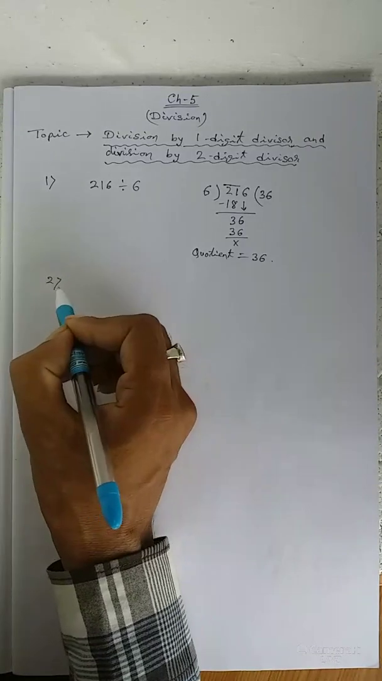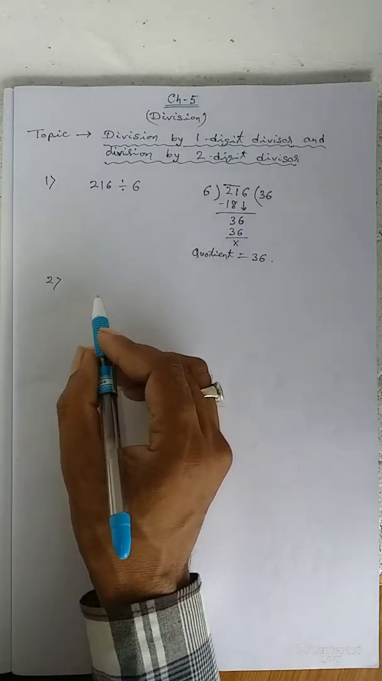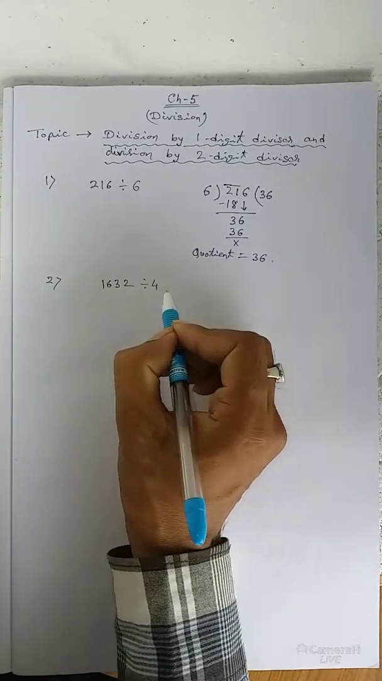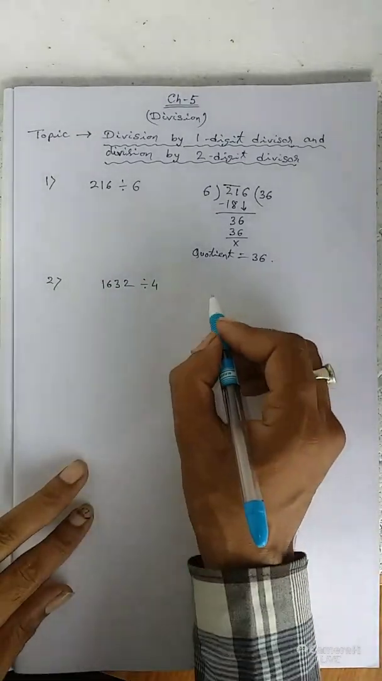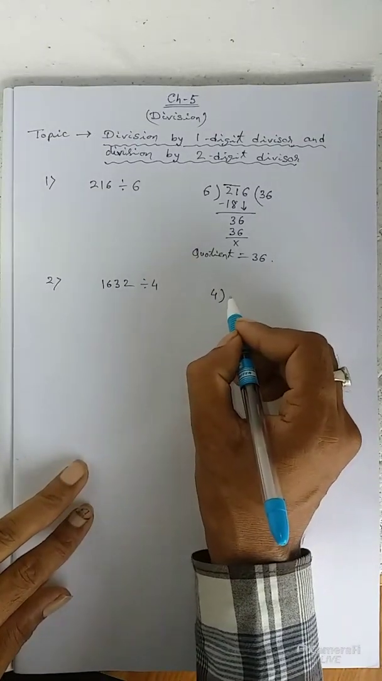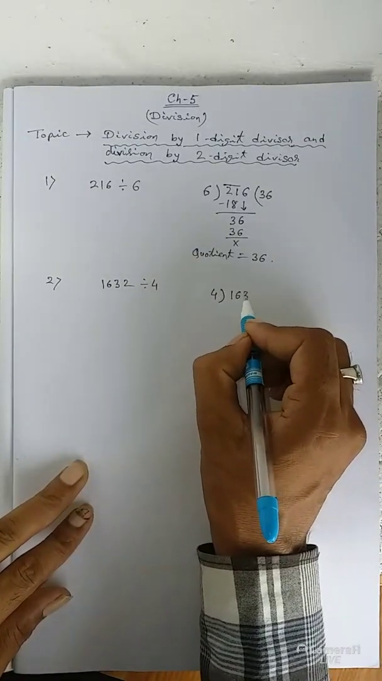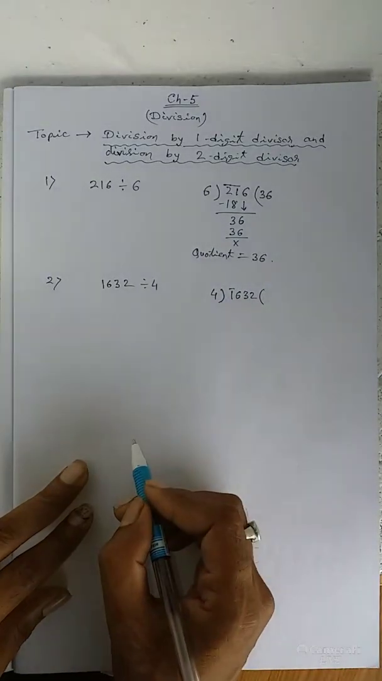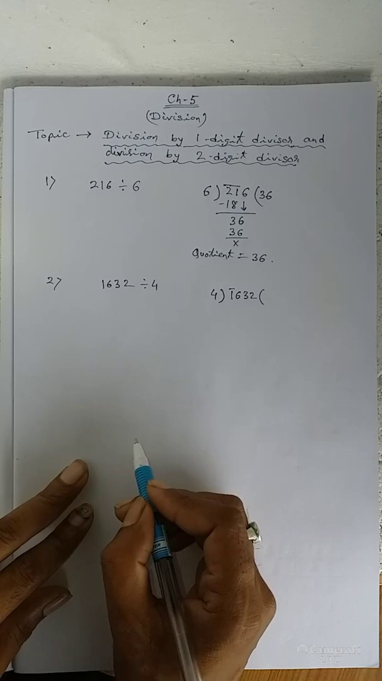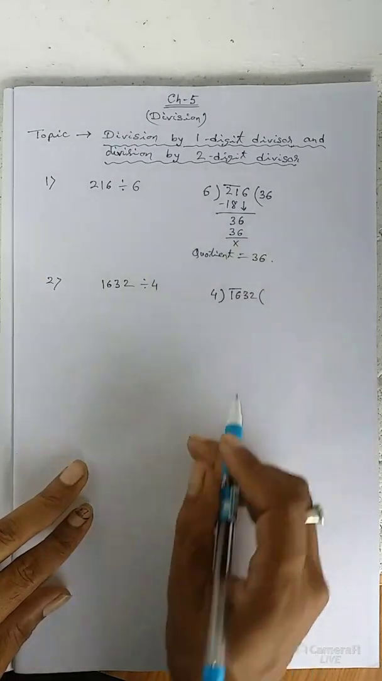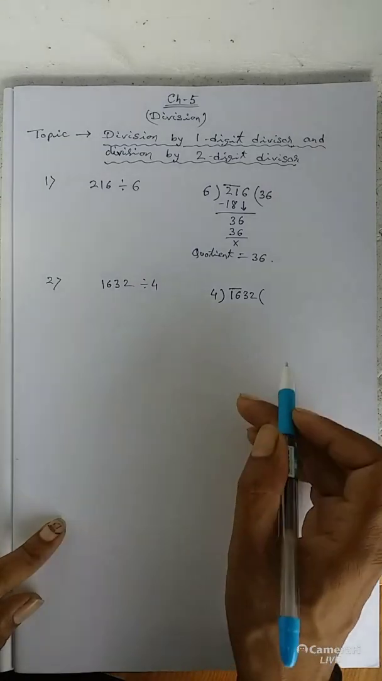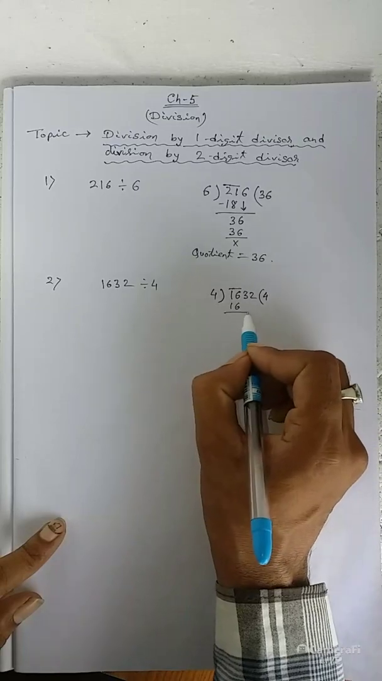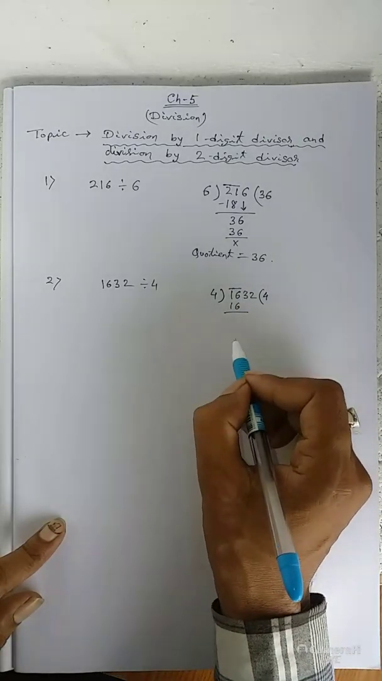Suppose, similarly, we have to divide 1632 by 4. Here 4 is the divisor. We will divide 1632 by 4. If we take one digit, it is not possible because 1 is less than 4. We will take 2 digits, 16. Now go through the table of 4, we get 4 4 is 16. After subtracting, nothing is left here.